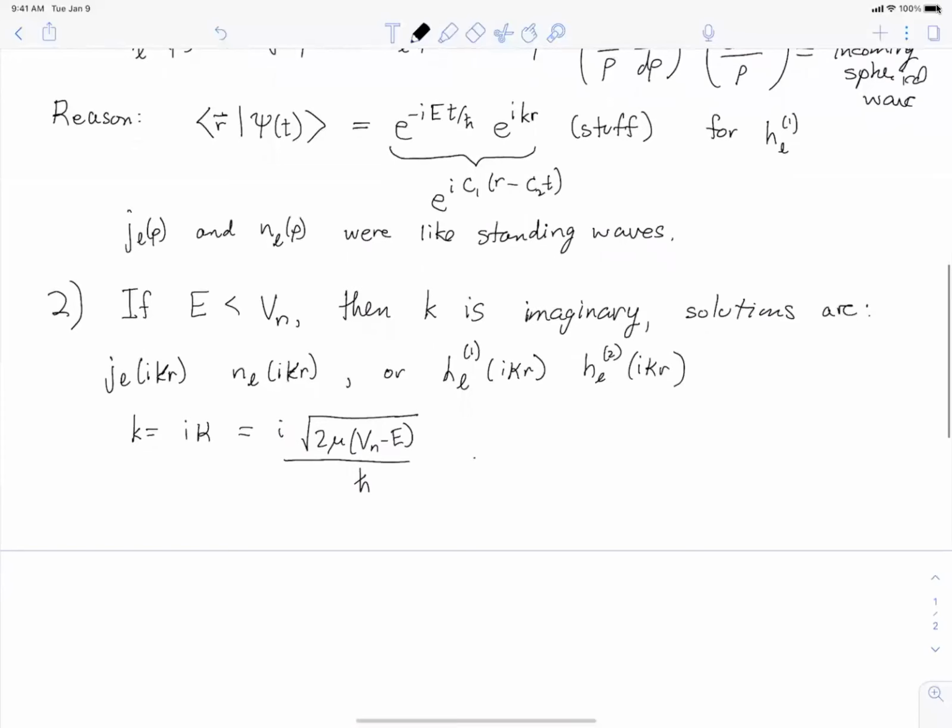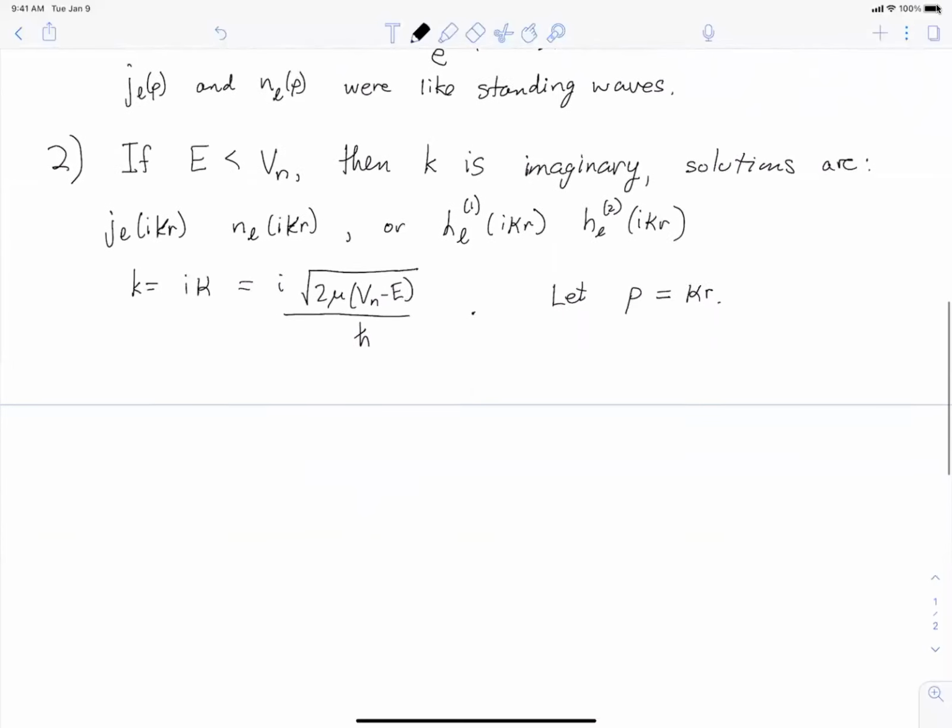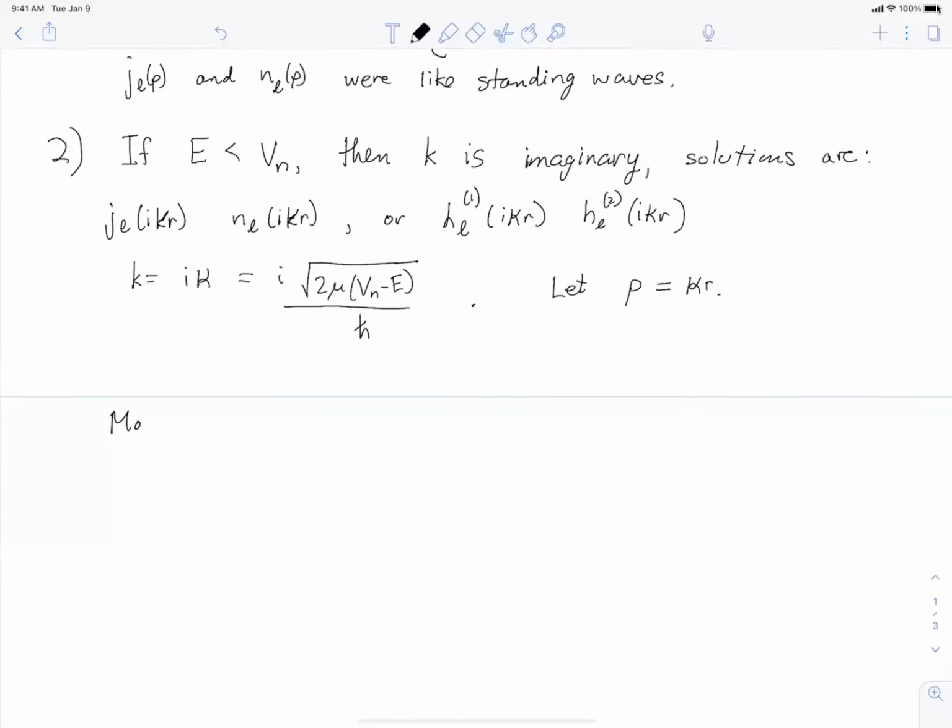Okay, and so now if we want to avoid all these i's, we can let rho, instead of being k times r, be kappa times r. Okay, but then a more convenient basis is to define some linear combinations. Again, before we apply the boundary conditions, we don't know what linear combinations they're going to be anyway. And these are the ones that you get from this are called spherical modified Bessel functions.